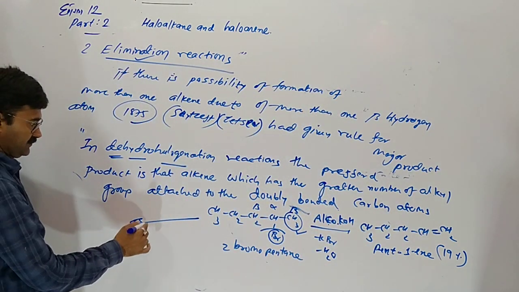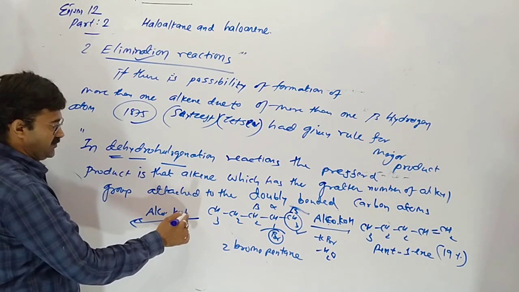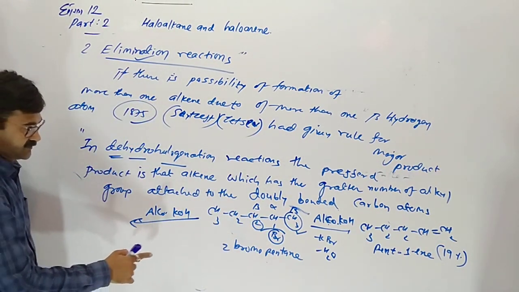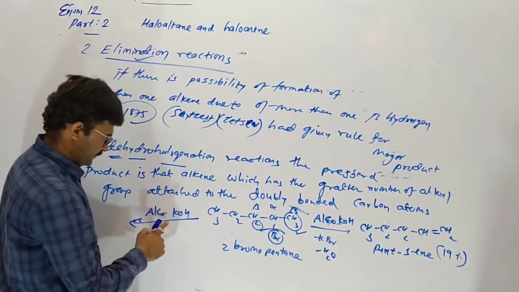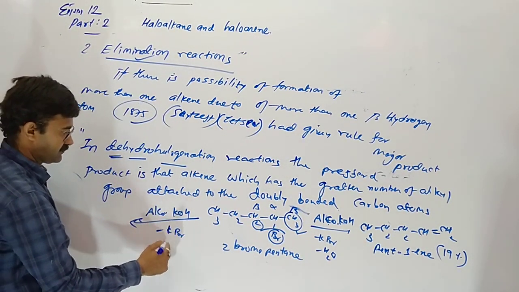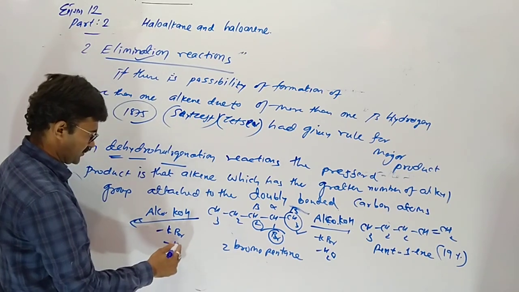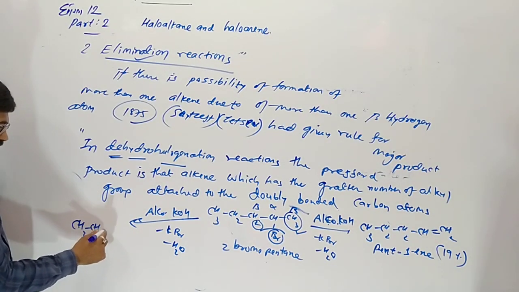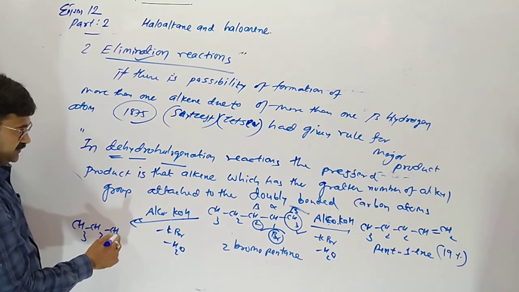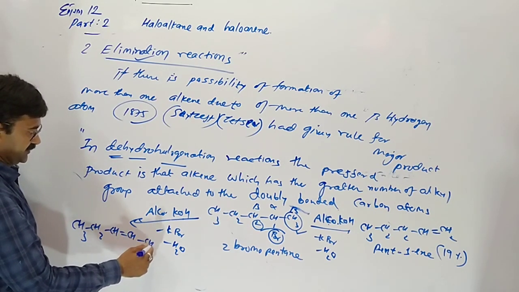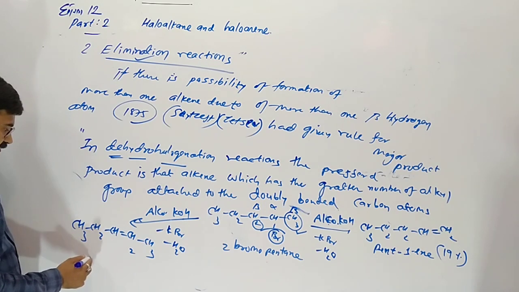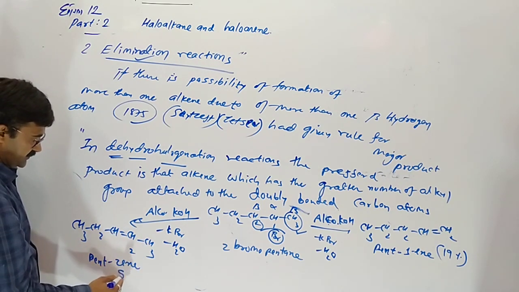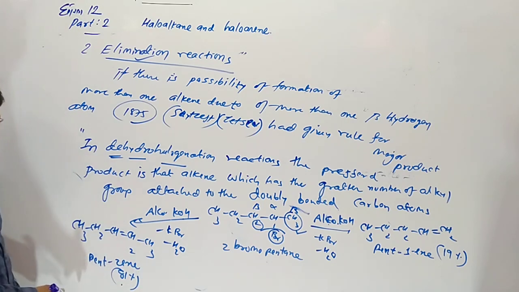But with this one, alcoholic KOH, suppose from here hydrogen is removed. Bromine with K, KBr, OH with H, H2O. So CH3, CH2, CH, double bond CH, and CH3. So this one is pent-2-ene. This is 81% product. This is major.